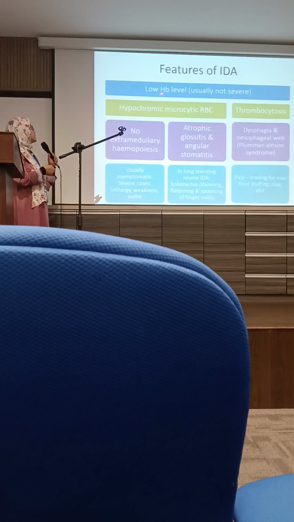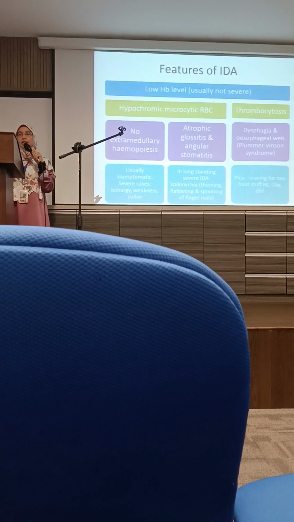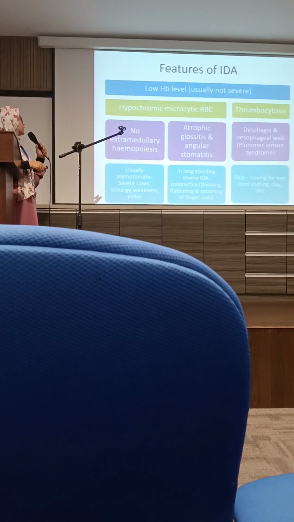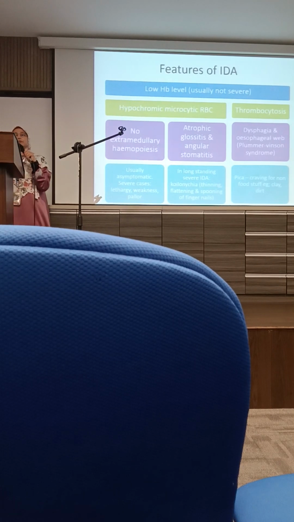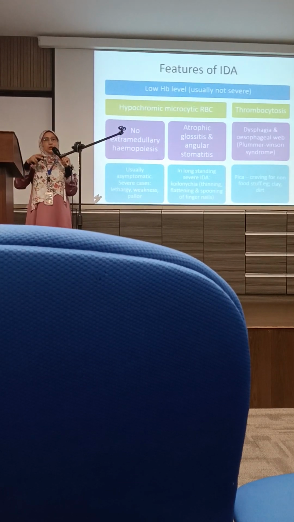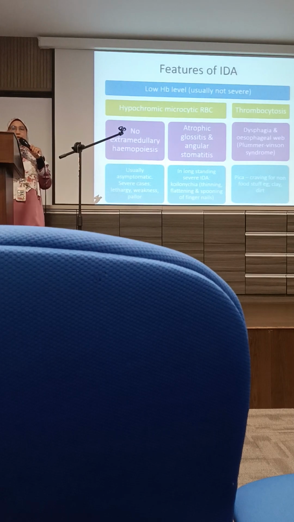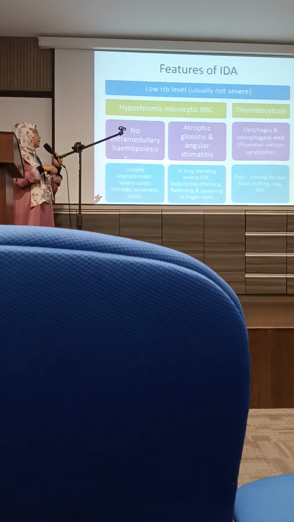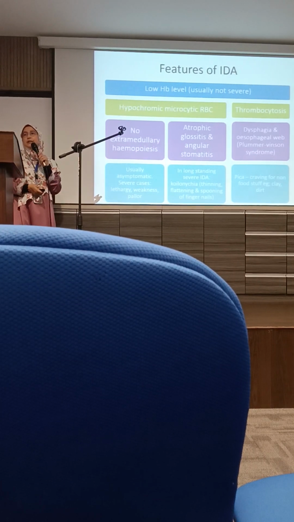So other features, low hemoglobin level, usually not severe. Iron deficiency jaranglah yang severe unless it is continuously losing. Hypochromic microcytic red cells, and usually it is associated with thrombocytosis. We are not sure what causes the thrombocytosis, but it usually comes in association. When you have iron deficiency anemia, you have thrombocytosis, raised platelet counts. And you don't have extramedullary hemopoiesis in iron deficiency anemia because it is not severe enough to cause extramedullary hemopoiesis.